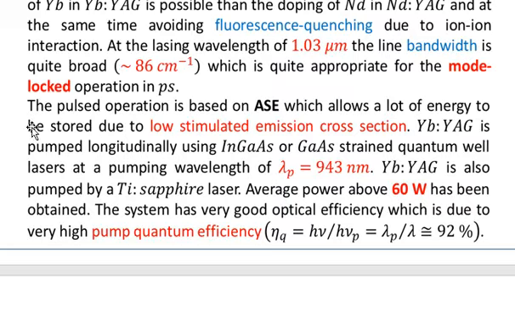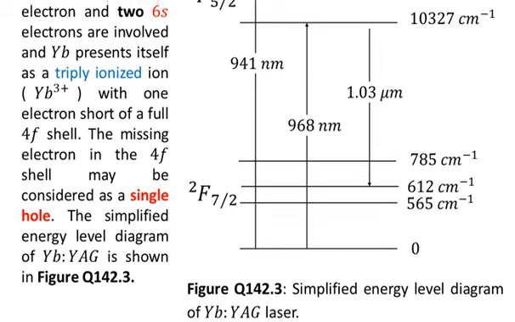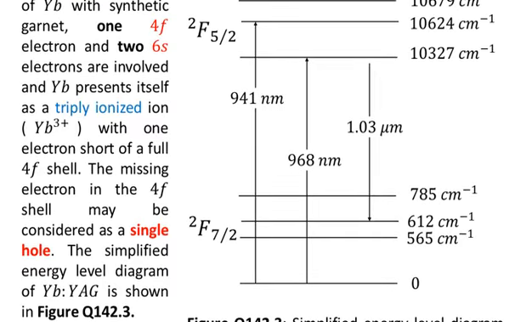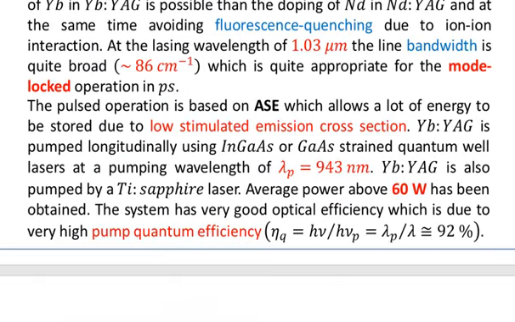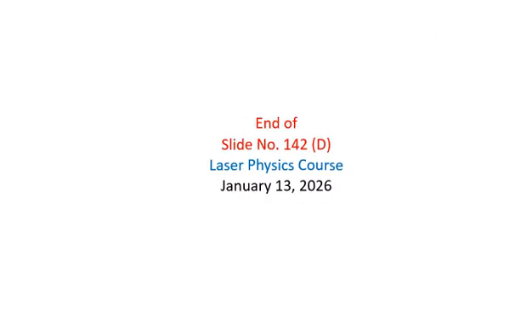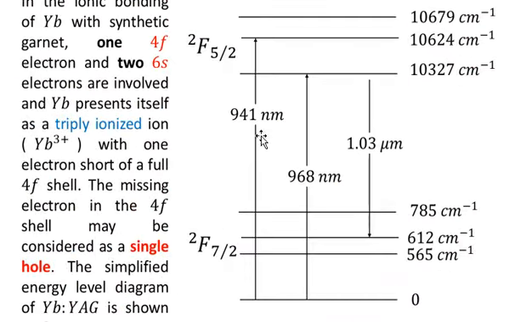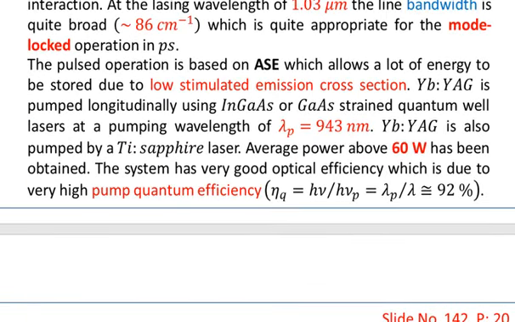So ytterbium-YAG is pumped longitudinally using indium gallium arsenide or gallium arsenide strained quantum well lasers at a pumping wavelength of lambda p equal to 943 nanometer. So this 943 nanometer is what I have shown over here, for example, corresponding to that one. So the pumping is done at 943 nanometer over here.